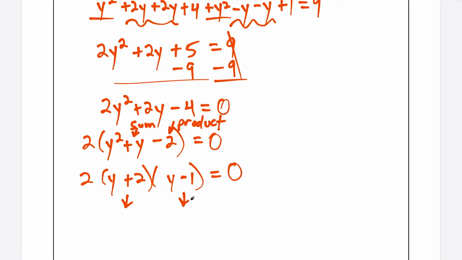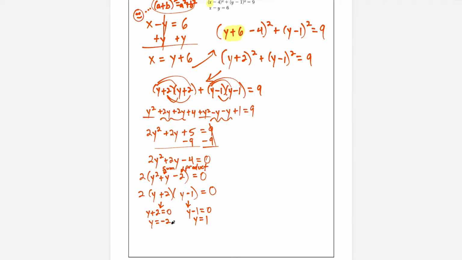So now I would set the non-constant factors equal to 0. If we set y plus 2 equal to 0, this gives us a root of y equals negative 2. And when we set y minus 1 equal to 0, this gives us a root of y equals 1. So now we could plug these y values in to find the corresponding x values.